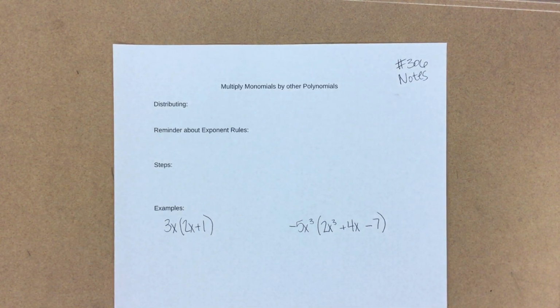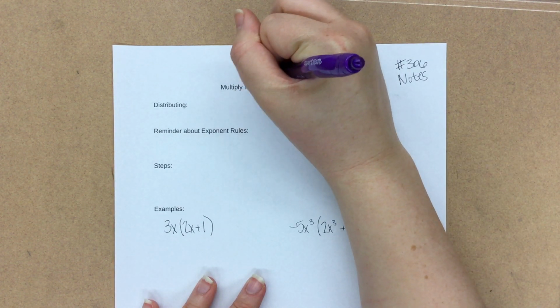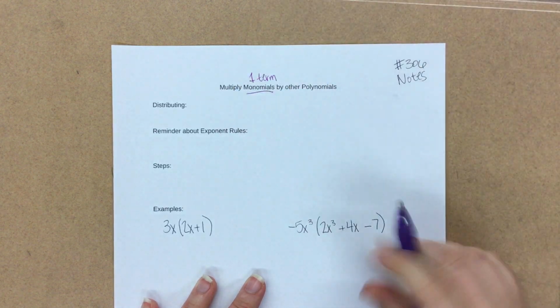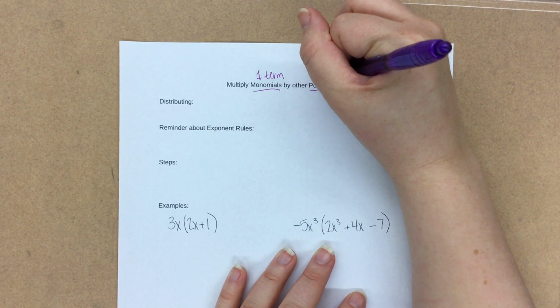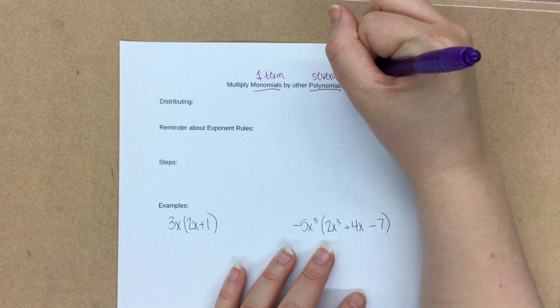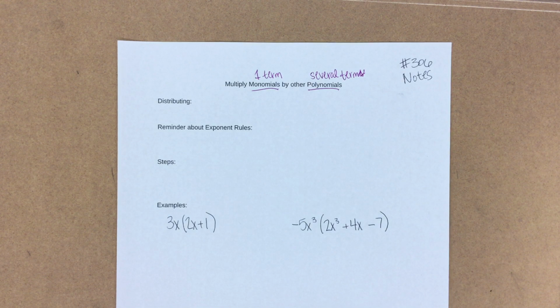Welcome back, Math 2. Today we're working on 306 notes. We're going to be multiplying monomials by other polynomials. Remember, a monomial is one term, and a polynomial just means several terms. And it does not have to be four or more. It could just be more than one. We just refer to polynomials as all of the different types, even if it's just two.